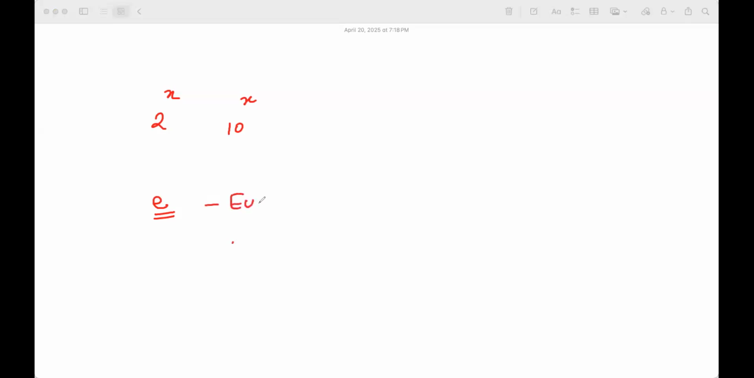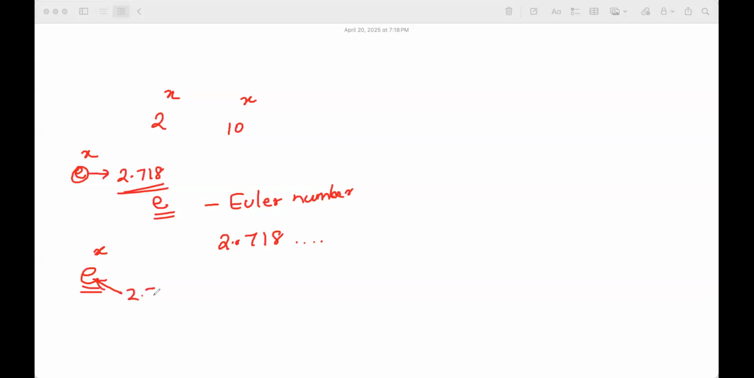So e is basically the Euler number. The mathematician Euler came up with that number. Its value is 2.718 and it moves on. It's an irrational number. Instead of saying 2 power of x, you can say e power of x. It's again an ordinary exponential function, but this e has a value to it, 2.718. Just because it is a letter, don't say, I don't know how to do it. It has its own value, 2.718. It keeps on going, but I'm just saying the first 3 decimals. Okay. Any questions?